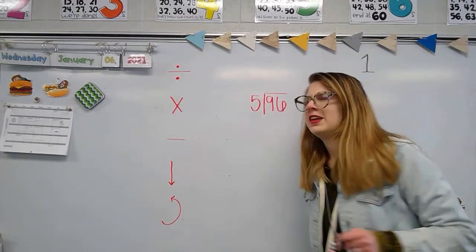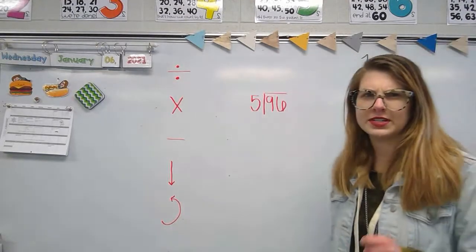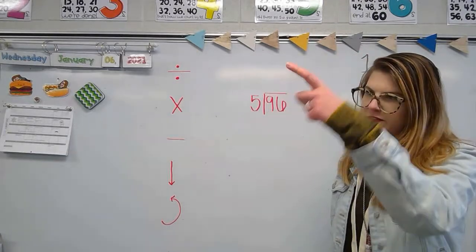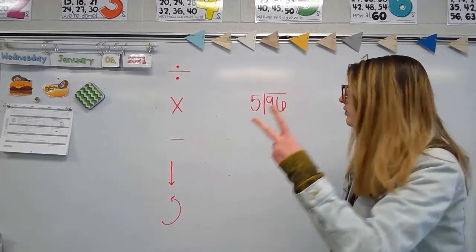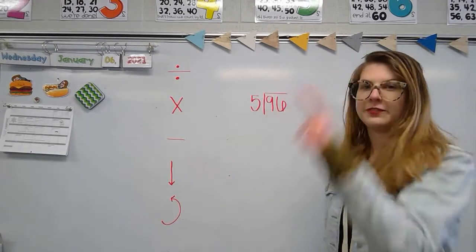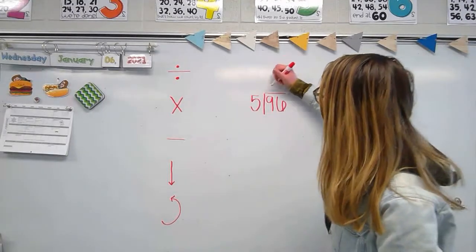9 divided by 5. Okay, how many groups of 5 can I put into 9? 5, 10. Ugh, 10 is too much. I can't go that far. 5. 1 group. That's it.